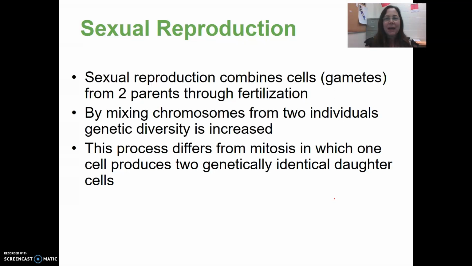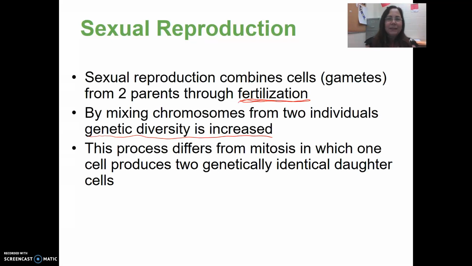Sexual reproduction combines cells called gametes. Most of the time, it would be an egg and a sperm, but not always. But the cells are called gametes. Each gamete comes from a different parent. So the gametes come from two parents, and that combination is called fertilization. The combination of the two gametes. And by mixing chromosomes from two individuals, you increase genetic diversity. So that is the purpose of sexual reproduction.